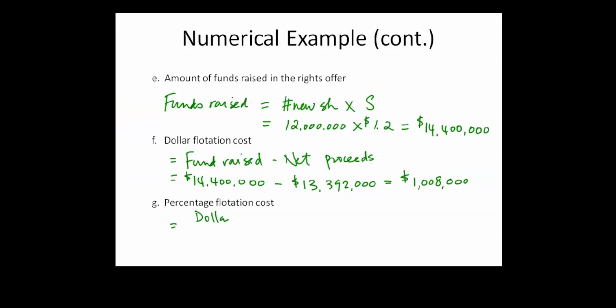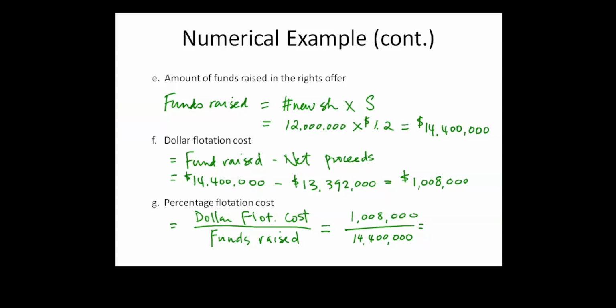Okay, so then for question G, we find the percentage flotation cost, and that is just equal to whatever the dollar flotation cost is divided by the funds raised. And in this case, we have 1,008,000, all divided by amount of funds raised, 14,400 followed by 3 zeros. Doing the calculation, you will find 0.07 or 7%. That means the percentage flotation cost, or the fees that the company must pay to issue this rights offer, is 7%.